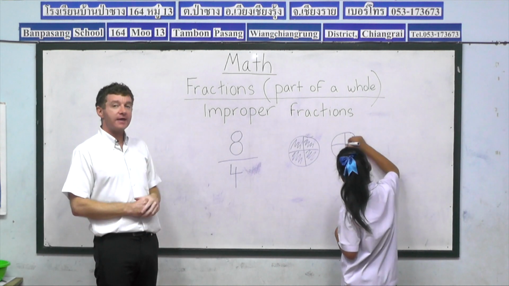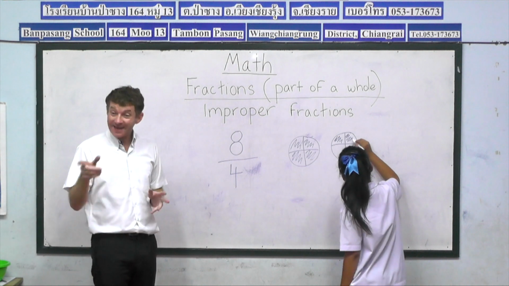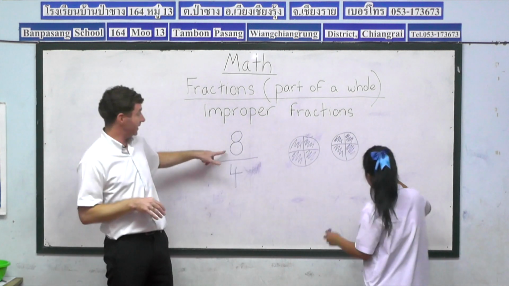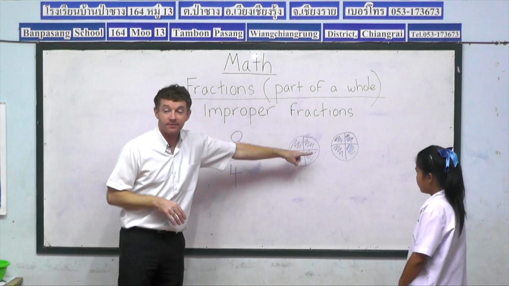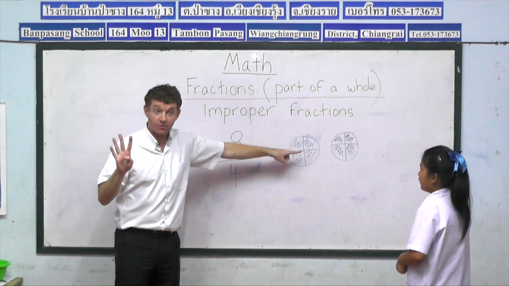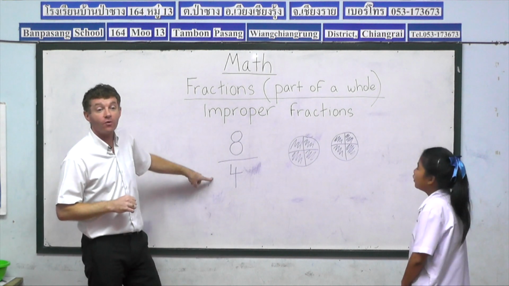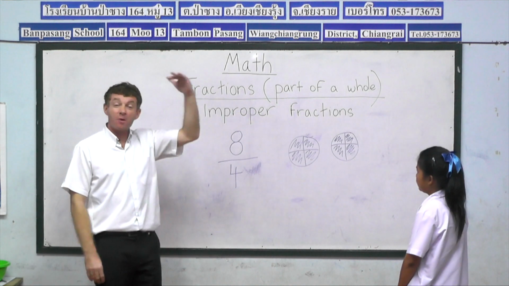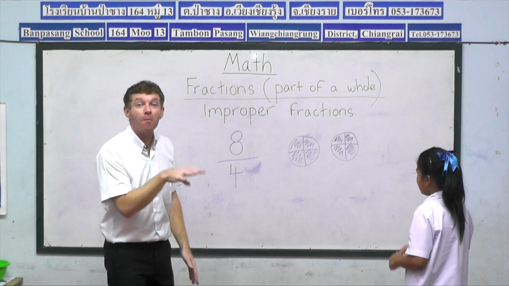Divide it into 4 again. And how many parts of this circle? 4. Yes, you see, because 4 plus 4 equals 8. And how many parts to the whole? 4. So we can say 8 over 4 in proper fraction. The numerator, the top number, is more than the bottom number, the denominator.